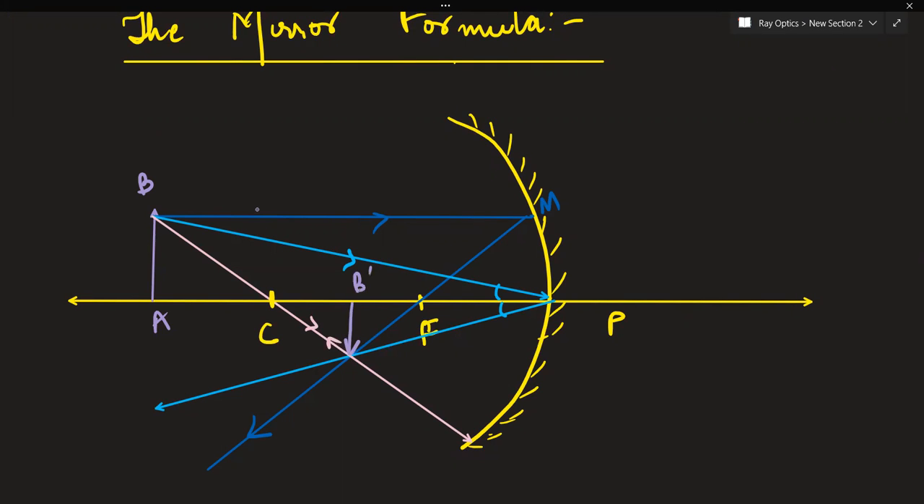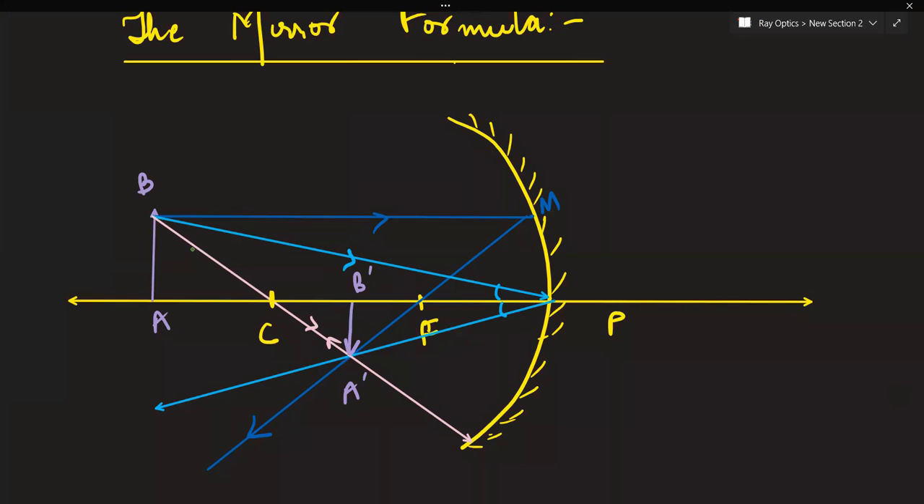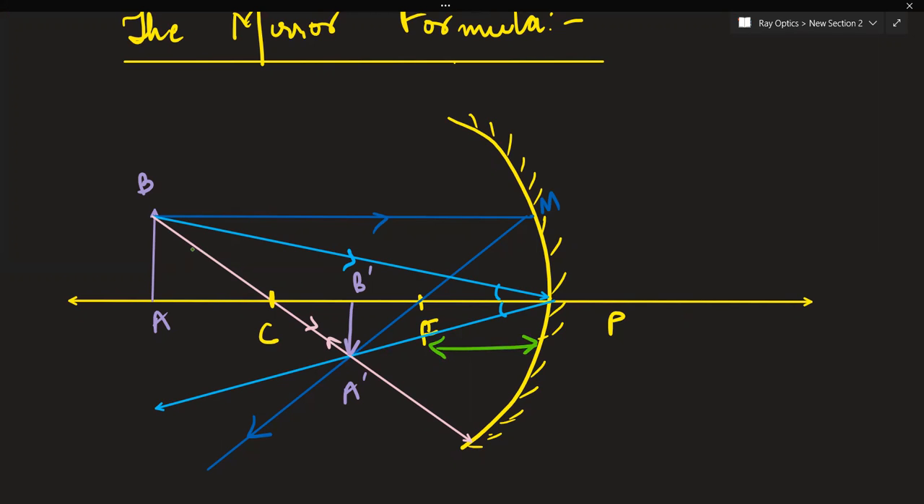This becomes B dash. This is A dash. Real and inverted image. This we have already done and discussed. Now let's write certain terms. See, this is the focal length, and now we'll be using the sign convention also. Because a concave mirror is there, image formation is there, images are formed, the object is kept, object distance will be there, image distance will be there, focal length will be there. So sign conventions we'll use.